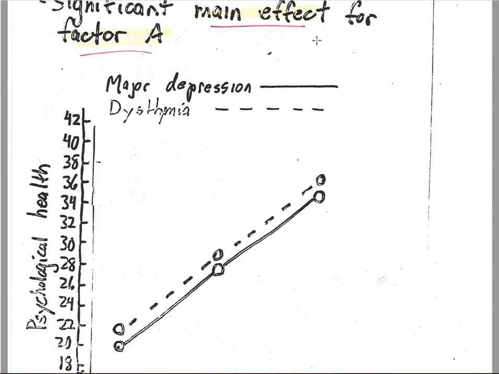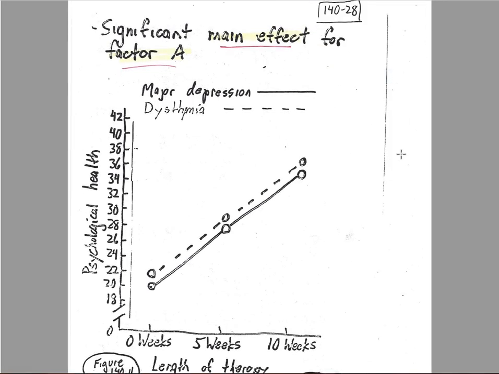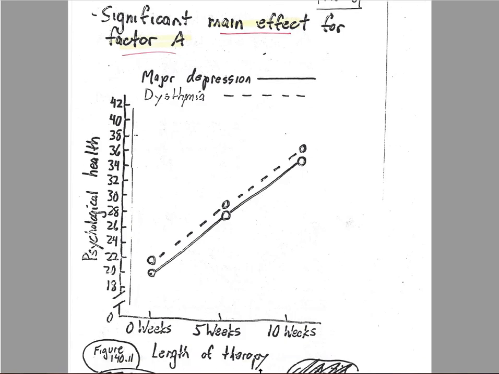Here we go. Let's back off a little bit. I'm on page 140-28. I have a significant main effect for factor A. Here's a figure you have not seen before. Factor A is still length of therapy, 0 weeks, 5 weeks, 10 weeks. Here I've got a significant main effect for factor A. How do I know? Because the line segments are sloping. Notice it kind of makes sense. 0 weeks of therapy, poor psychological health. 5 weeks of therapy, better psychological health. 10 weeks of therapy, better still psychological health. I've got a main effect for factor A. The line segments are sloping.